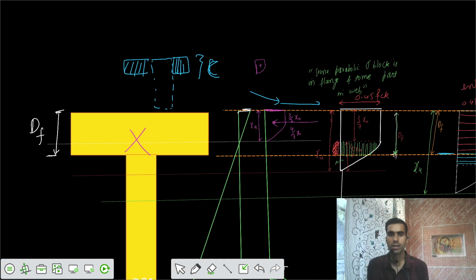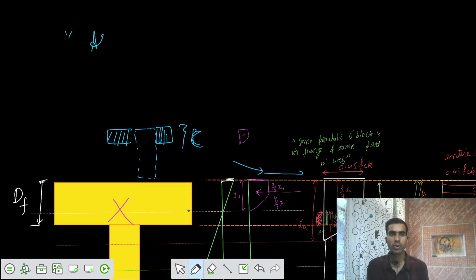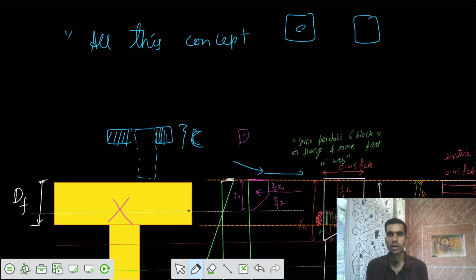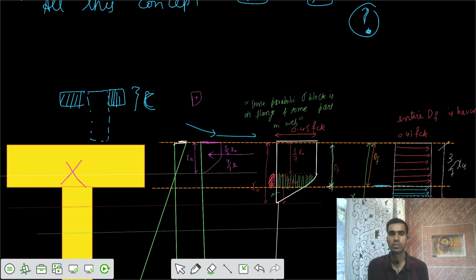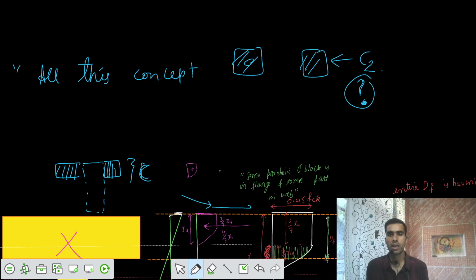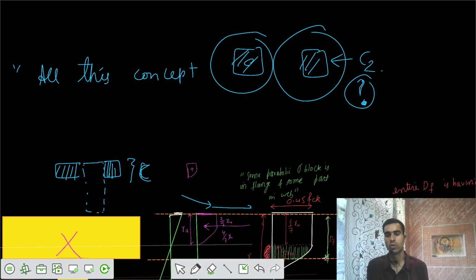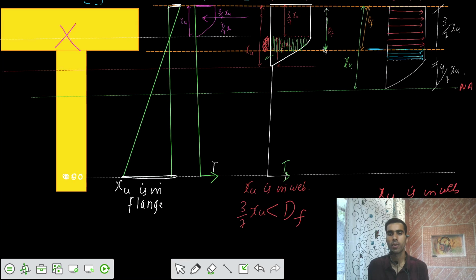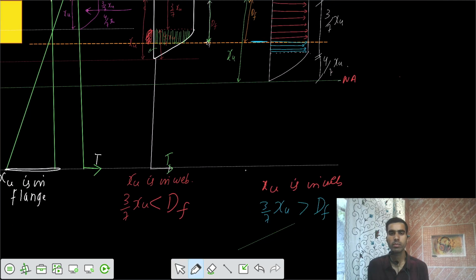So write this point here. All this calculation and concept is related to the calculation of that force here, and here. Calculation of that force C2. For that calculation of the C2 force, we are doing all this stuff. All this stuff is performed in order to get the value of that C force in these two segments.